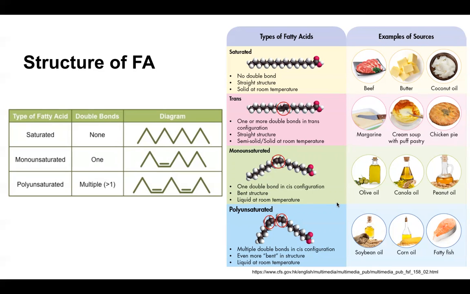So next one is monounsaturated, one double bond in cis configuration, bent structure, liquid at room temperature. The main examples of them, olive oil, canola oil, and peanut oil. In addition, polyunsaturated, multiple double bonds in cis configuration, even more bent in structure, liquid at room temperature. Main examples of them, soybean oil, corn oil, and fatty fish.